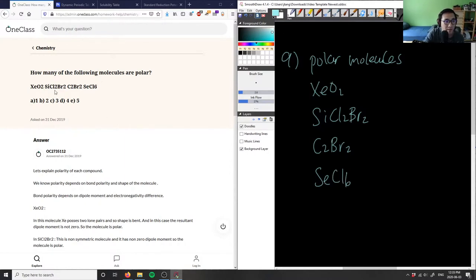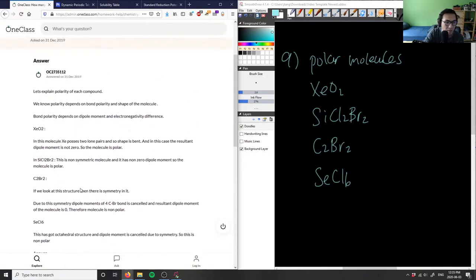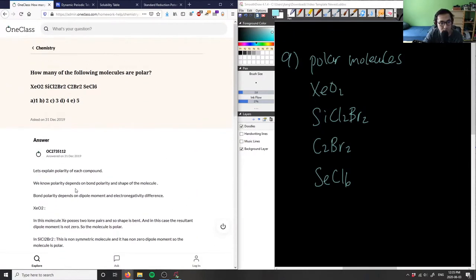E is all 5. Do I have 5 compounds here? I feel like I have 4 compounds here. I have 1, 2, 3, 4. Yeah, 4 compounds. Okay, that's fine. So let's look at our first case here.